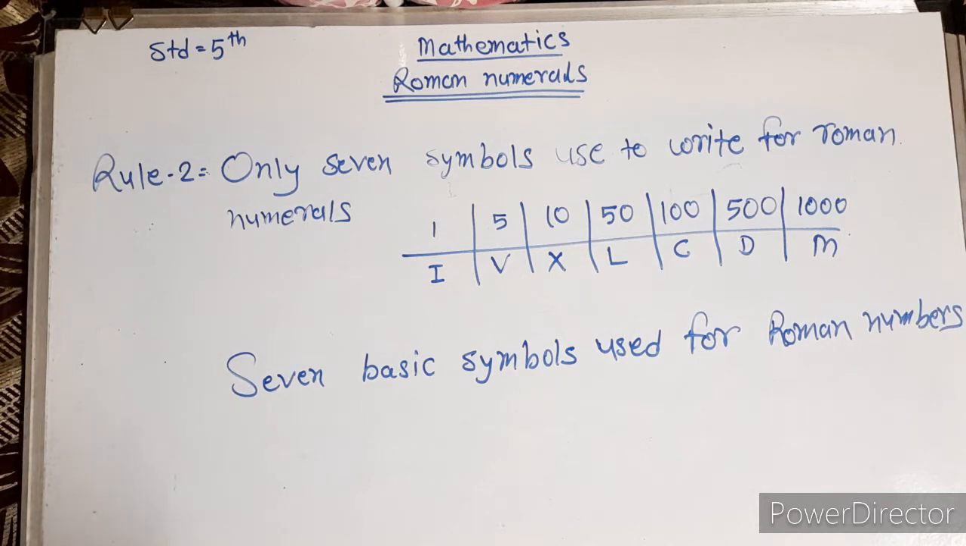Listen again. I for 1, V for 5, X for 10, L for 50, C for 100, D for 500, M for 1000. विद्यार्थी मित्रांनो, 7 अक्षरांचा वापर रोमन संख्या चिन्हांमध्ये केला जातो. जसं I ने 1 दर्शवला जातो, V ने 5 दर्शवले जातात, X ने 10 दर्शवले जातात, L ने 50 दर्शवले जातात, C ने 100 दर्शवले जातात, D ने 500 दर्शवले जातात, M ने 1000 दर्शवले जातात.